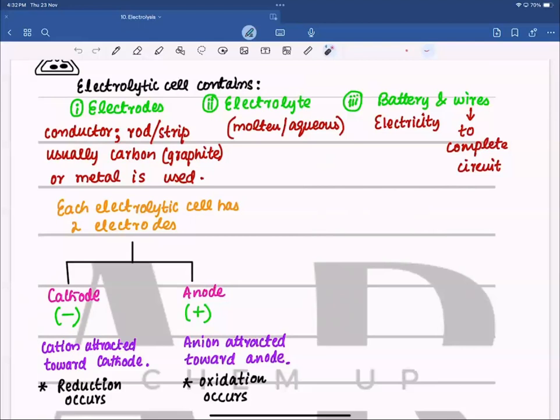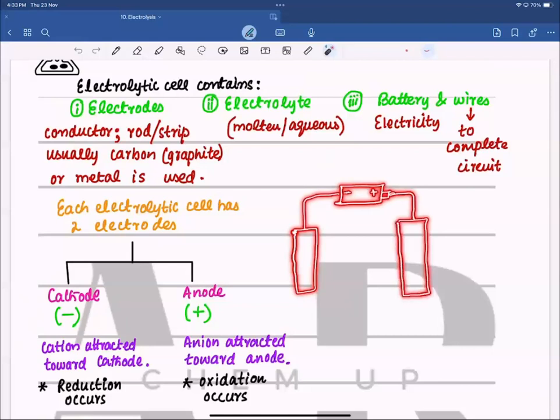Yes, sir. Okay, now what I said earlier, that there is a battery. For example, this is the positive terminal of the battery and this is the negative terminal. If I connect a wire over here and connect that wire to one graphite rod, that graphite rod becomes an electrode. And I have used another wire which I have connected with the positive terminal, and then I have connected another graphite rod over here. Then this becomes another electrode.